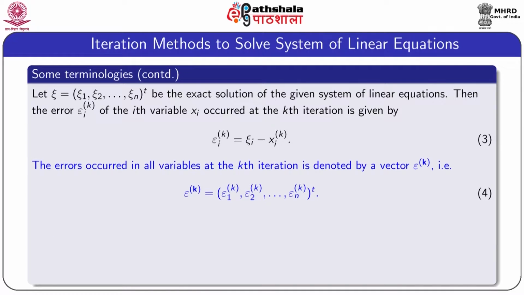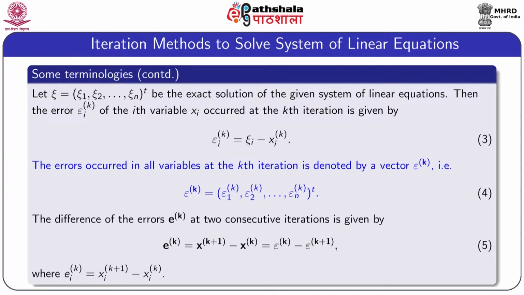The error occurred in all variables at the kth iteration is denoted by the vector epsilon^k, and that one is (epsilon_1^k, epsilon_2^k, ..., epsilon_n^k) transpose. The difference of the errors at two consecutive iterations is given by the error vector e^k equal to the kth iteration vector x minus the (k plus 1)th iteration vector x, which is equal to epsilon^k minus epsilon^(k plus 1).